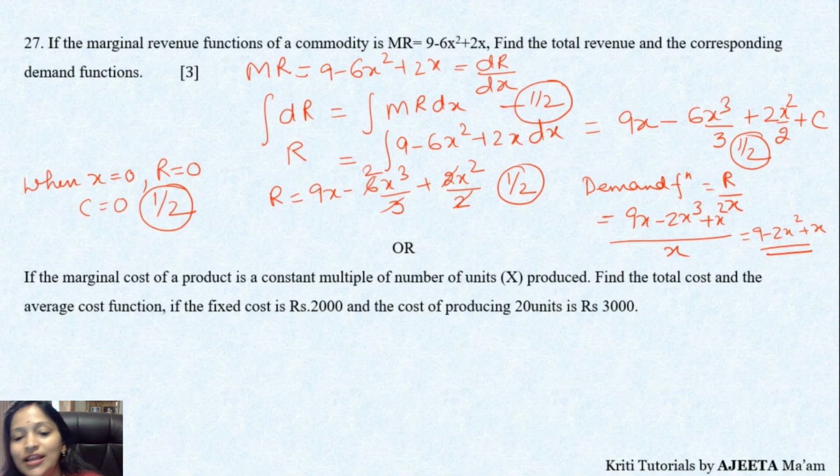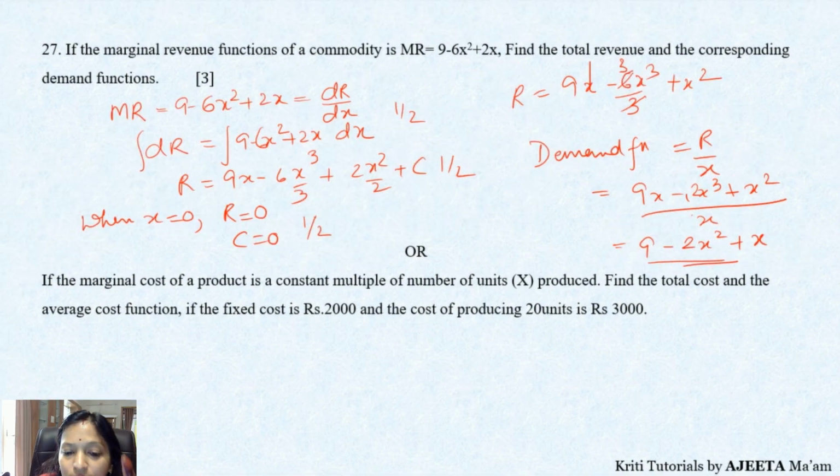Now let's move on to the next. Now this is the question. The next question is given on marginal cost. So marginal cost का फंक्शन हमें डायरेक्ट नहीं दिया है, बट we are given that marginal cost is a constant multiple of number of units x produced, right? So number of units x produced के लिए what we can take, mc is kx, that is basically it is proportional to the number of units produced.